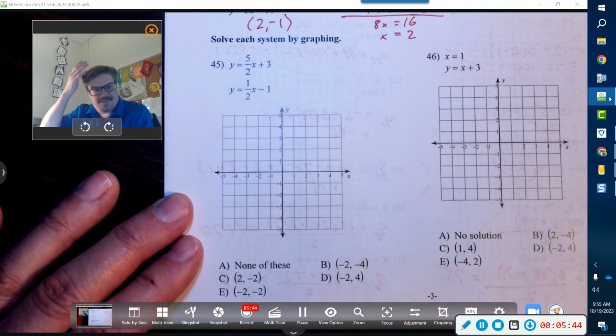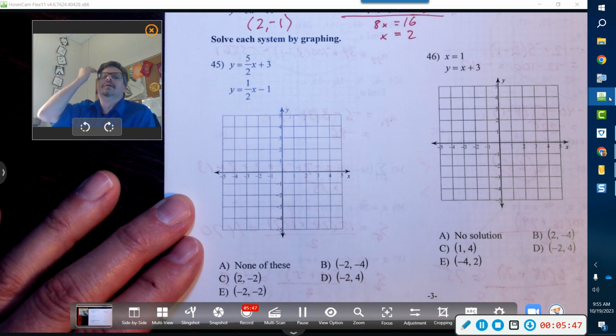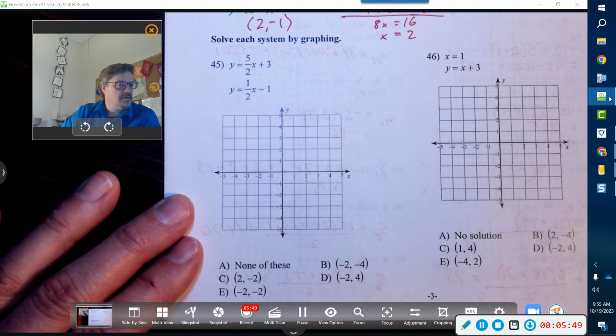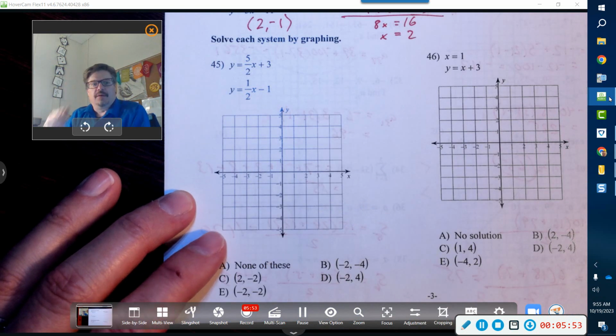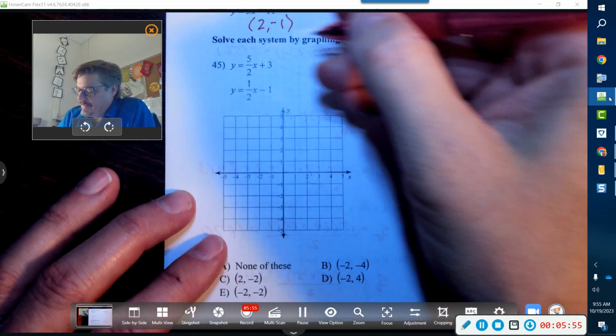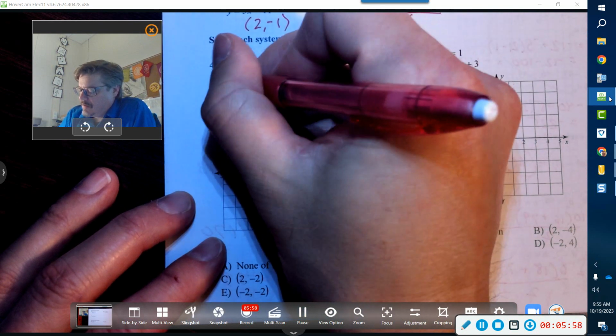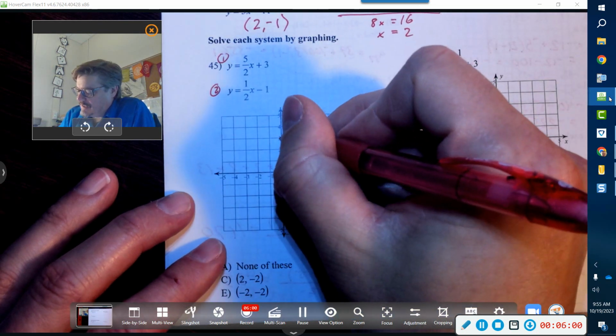Hey, why is my hair bubbling right there? Let me go down. Okay, a little better. I like my hair up, but like not bubbly. Anyways, I digress. Let's do the first one first, then do the second.